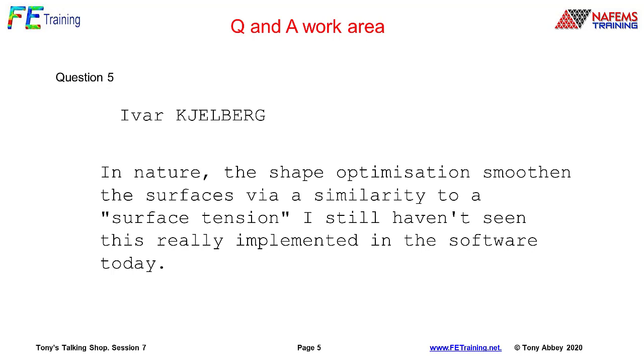Ivor makes a comment: in nature, the shape optimization smooths the surfaces via similarity to surface tension. I haven't really seen this implemented in the software today. I think that's where making a homogeneous or smooth stress distribution is the closest. That's like an optimality criteria approach. It seems to be a very good approach, and it seems to work pretty well for shape optimization. The idea is if you smooth the stress distribution, you're going to have an optimum structure where the stresses tend to go down. So I think that's perhaps analogous to the surface tension type approach you're talking about there.